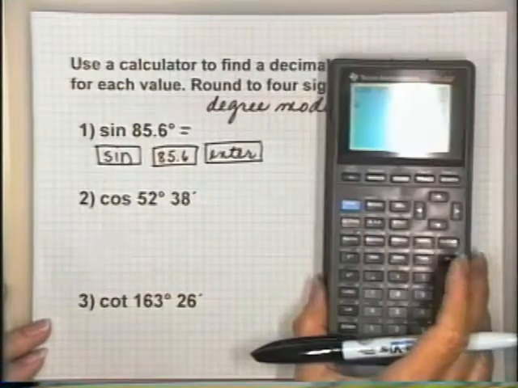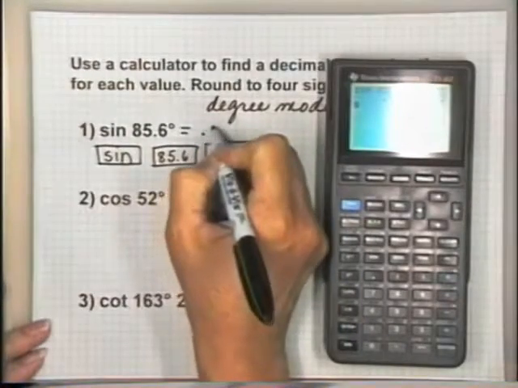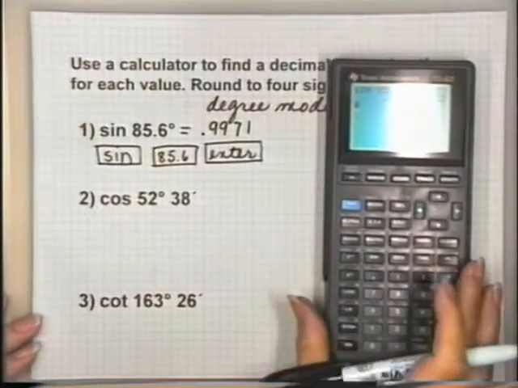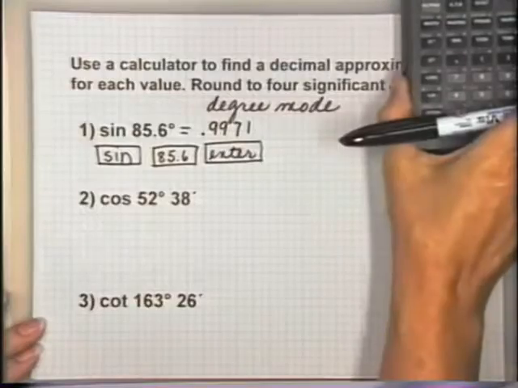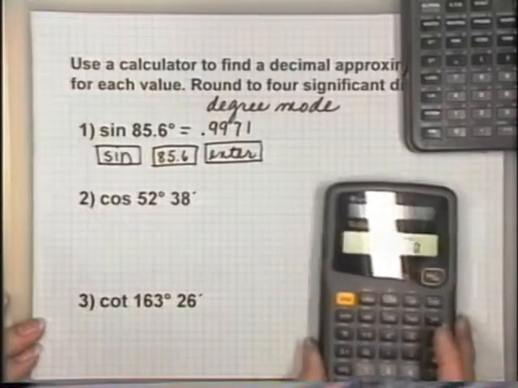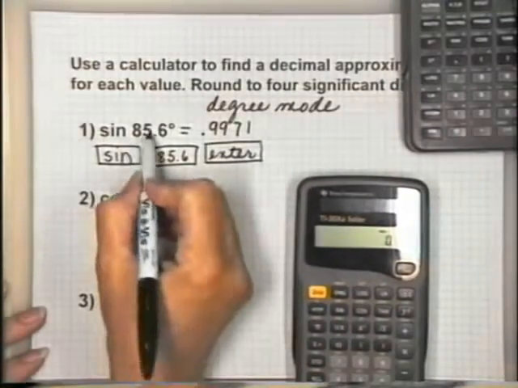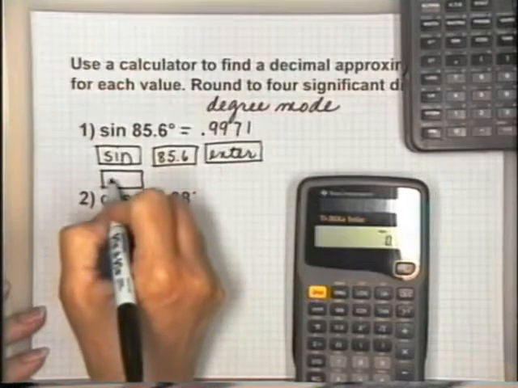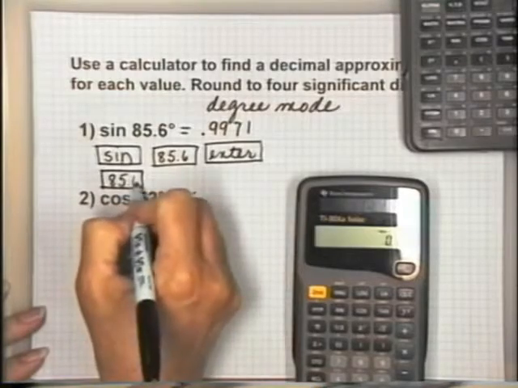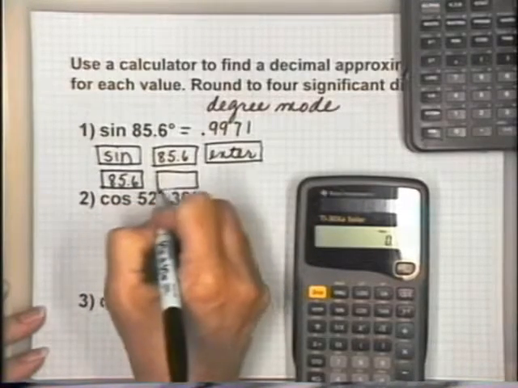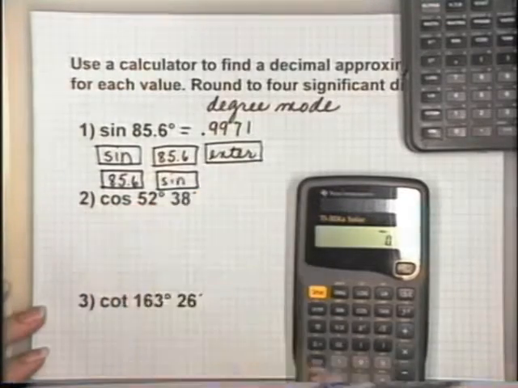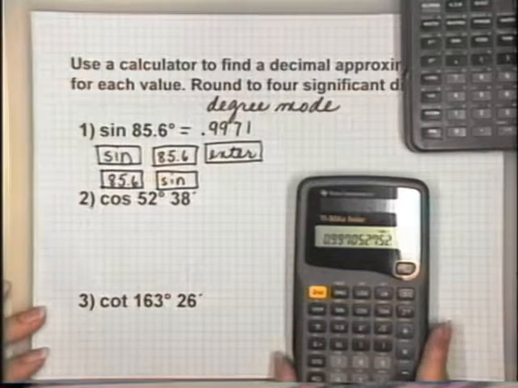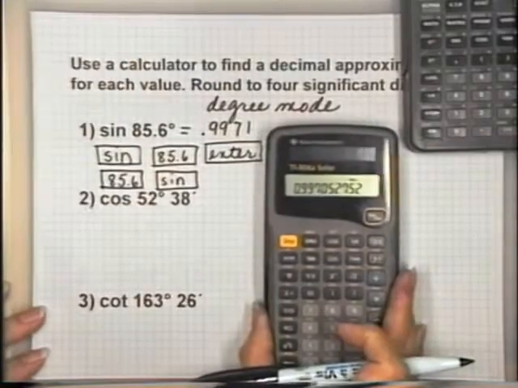We're supposed to round to 4 significant digits. That would be decimal .9971. Now, if we're using a scientific calculator, we enter the angle first. Of course, when we turn it on, it's in degree mode. We'll do 85.6 and then hit your sine button, and you should get the same number.